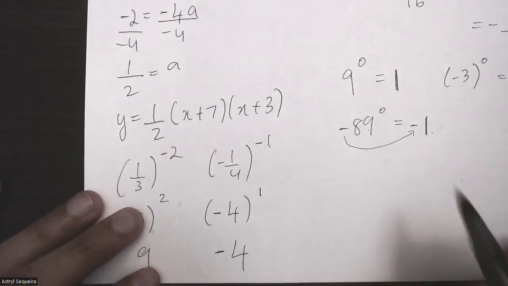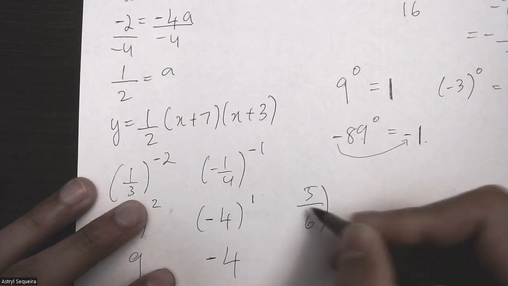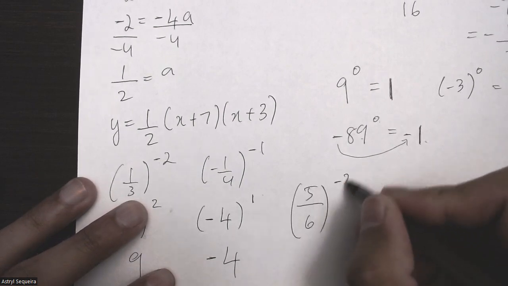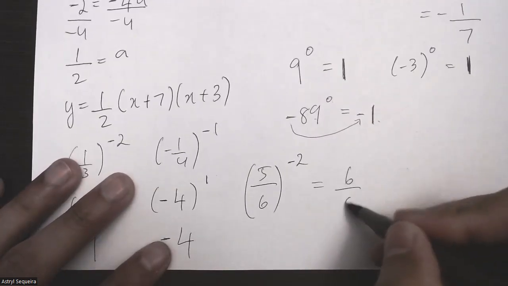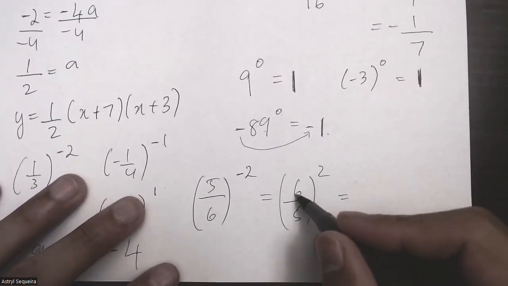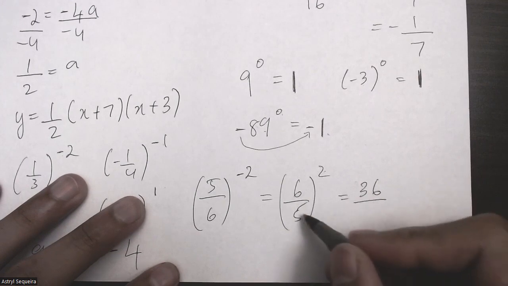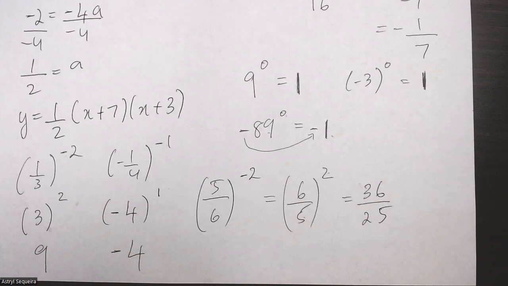Let's say I have 5 over 6 to the power of negative 2. I'll start by flipping this. So this is going to be 6 over 5 to the power of positive 2. And then I'm going to square this. So 6 squared is 36 and 5 squared is 25. So that covers basic questions. Then you have some slightly more advanced exponent questions, but they're not too difficult.